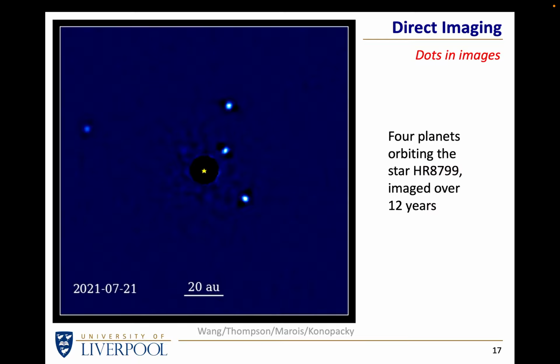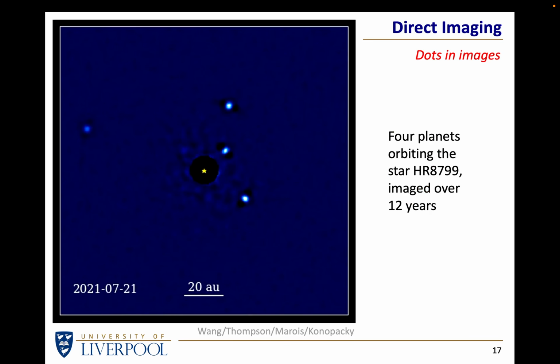Over 12 years, we see the individual motion. If I run that particular animation again, you see the planet closer to the star is moving quite quickly. The planets further away from the star are moving more slowly. Just like Mercury goes around the sun quite quickly compared to Venus, Earth, Mars, etc. So that was a time lapse.